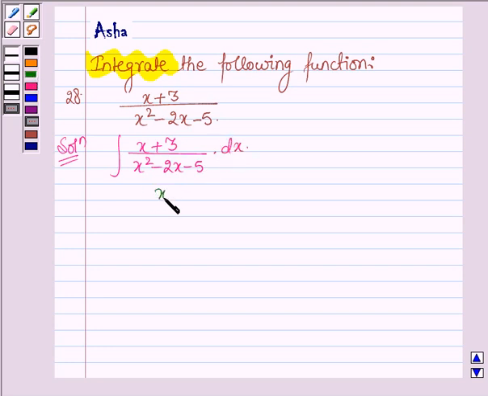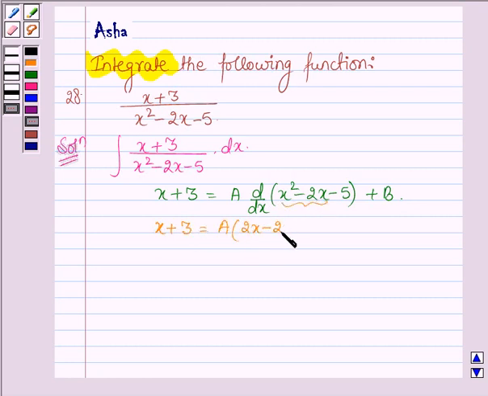So let us take x plus 3 is equal to a times the derivative of x square minus 2x minus 5 with respect to x plus b. This is further equal to x plus 3 is equal to a times 2x minus 2 plus b. Now equating the coefficients of the variable x and the constants, we have a is equal to 1 upon 2 and 3 is equal to minus 2a plus b, which further implies on simplifying that b is equal to 4.